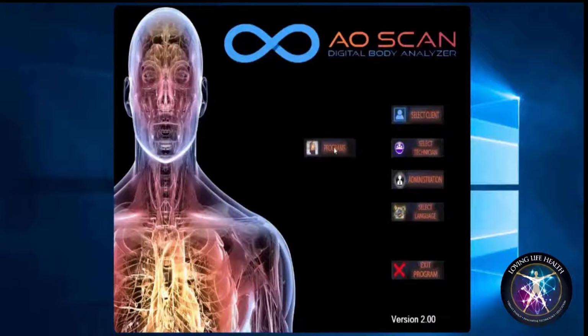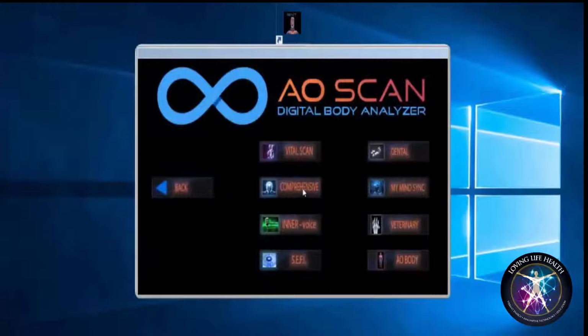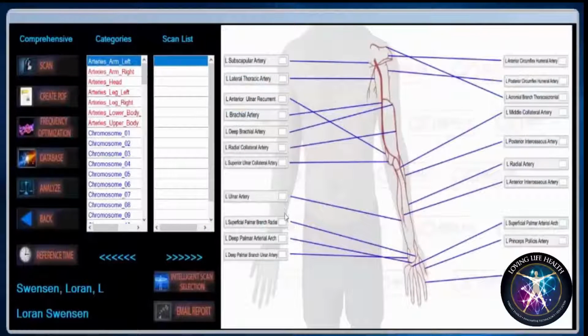So left click on the Programs button, and we're going to do the comprehensive. So we would left click on Comprehensive. This brings up the comprehensive desktop.